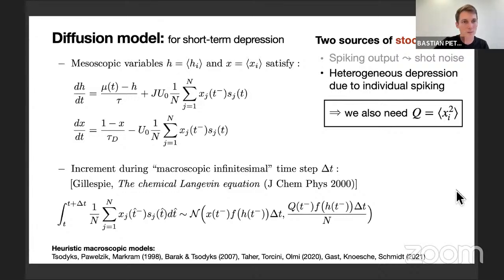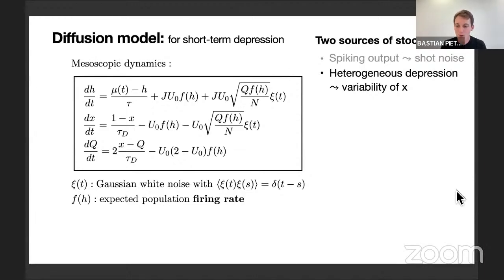So to spare you a lot of the details of the derivation, in the end we end up with this mesoscopic dynamics for our mean field H, mean field X, and for the second moment Q. And as you see, the only term where we have the noise term is that this noise is basically shaped by Q and also by f of H. So we have some kind of multiplicative noise that shapes the dynamics.